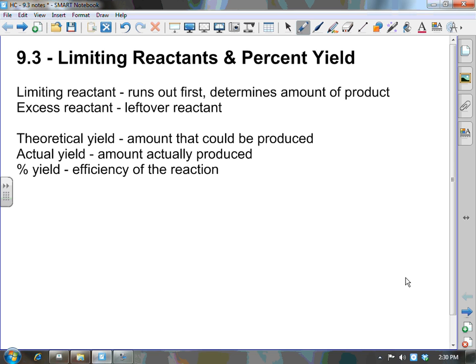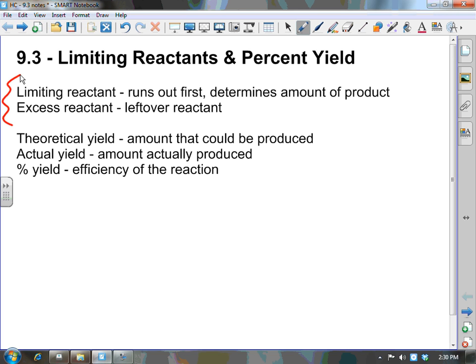So limiting an excess reactant, pretty simple. If we think about ingredients, you're making something. That's what we want to think about, limiting an excess reactant. So we kind of see what those are, and we'll get into some of those examples here in a little bit. Then you've got yield. Theoretical yield, actual yield, percent yield.